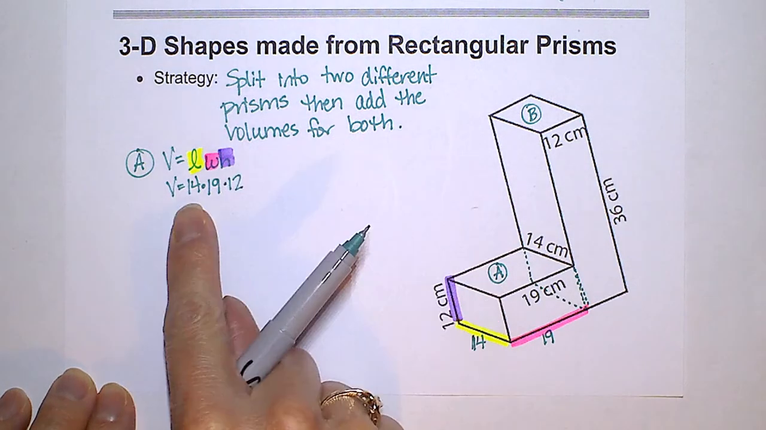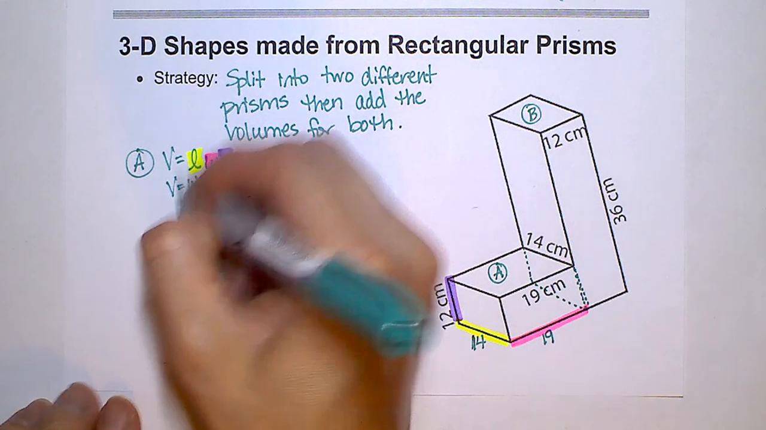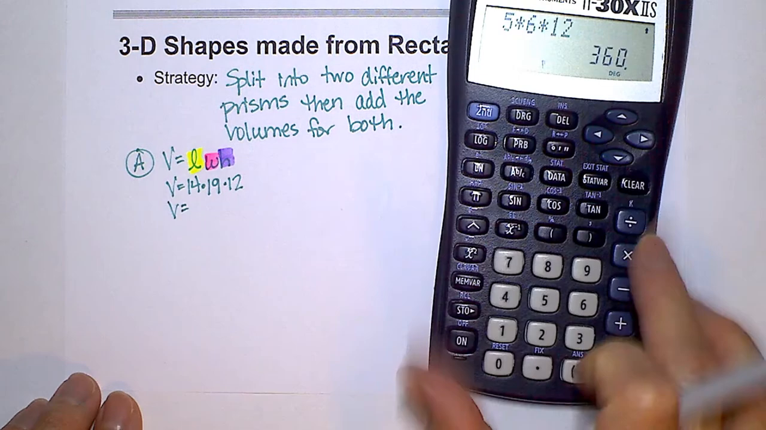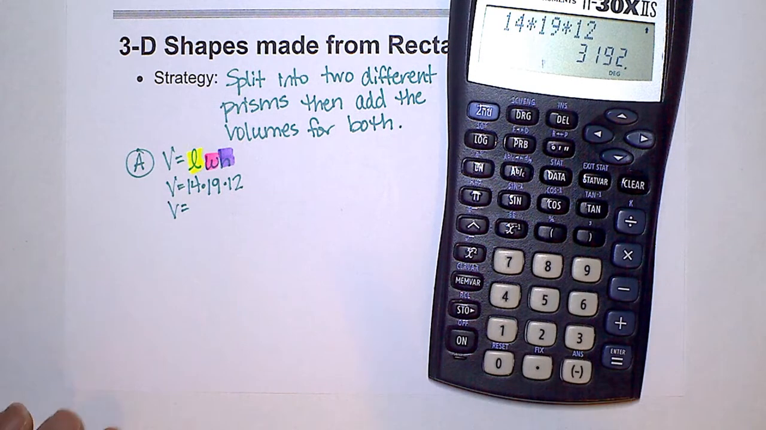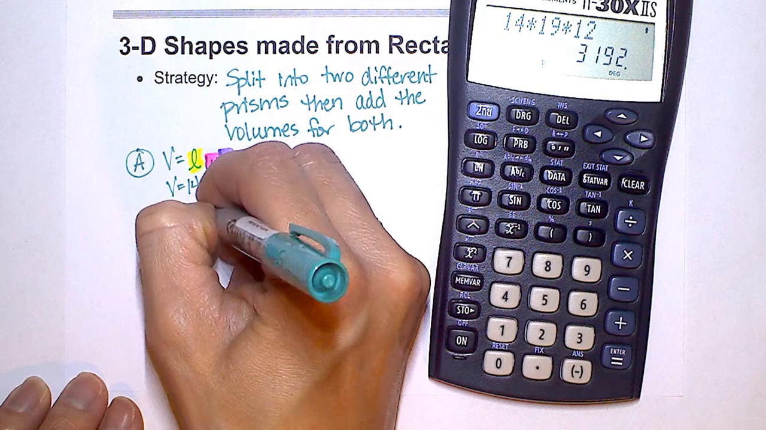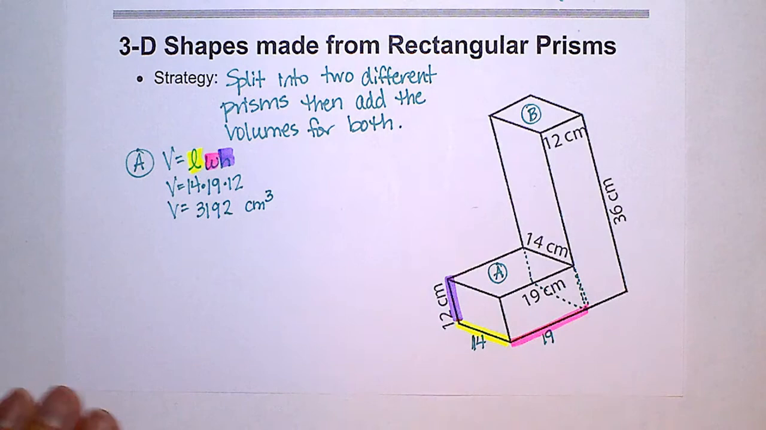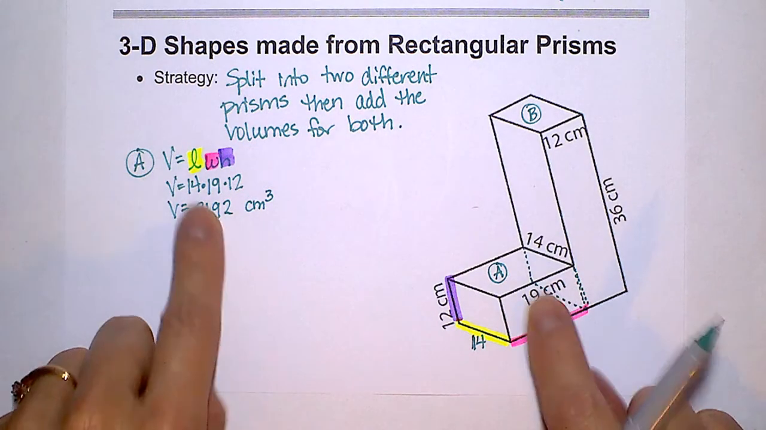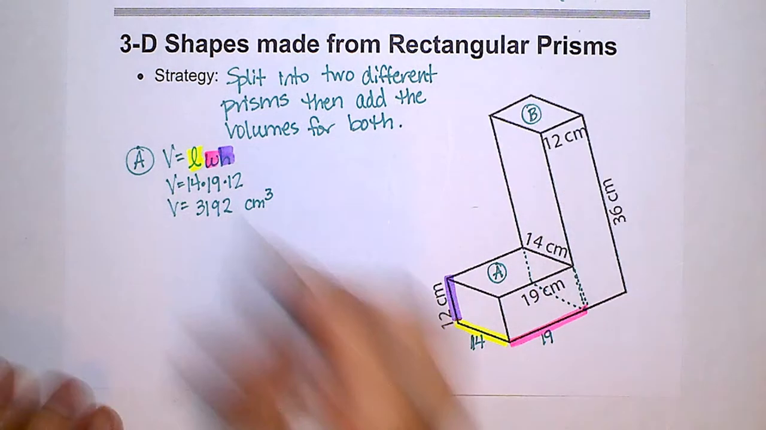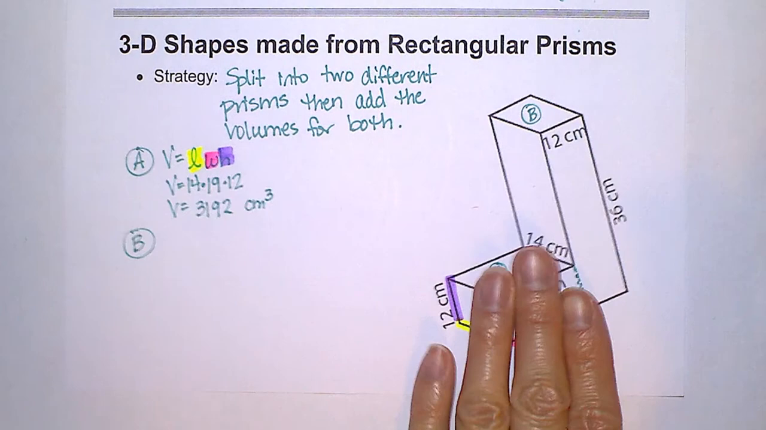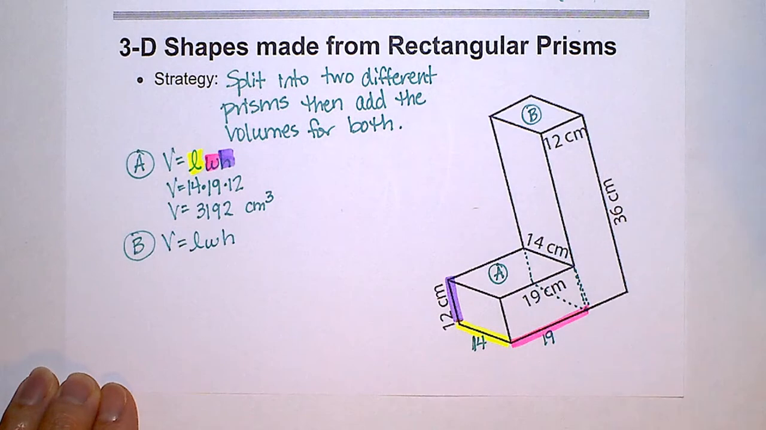So now I found all three numbers, length times width times height, and we're going to type that into our calculator. So we get 14 times 19 times 12. So the volume of the first prism is 3,192 centimeters cubed. Please, please, please make sure you're labeling. So all we did right now is find the volume of this prism. So we can just pretend that this one wasn't even there. Now we're going to find the volume of this prism. And I'm going to color code it again. Length times width times height.